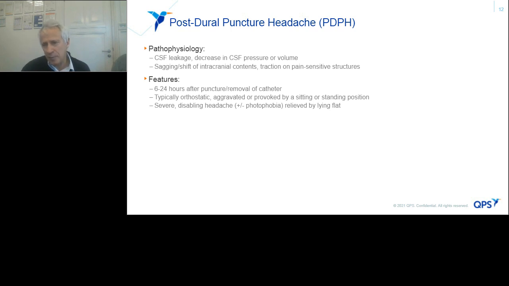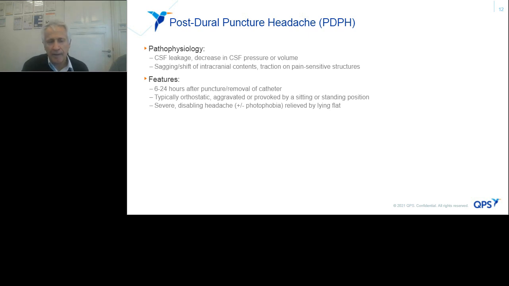Typically, this happens about 6 hours after a single spinal puncture or 6 to 24 hours after removal of a catheter. And typically it happens not while the person is lying down, but when they mobilize and start to move around, and then there's a column of fluid pressure above the puncture site, which is low in the back, and this causes leakage of the cerebrospinal fluid.